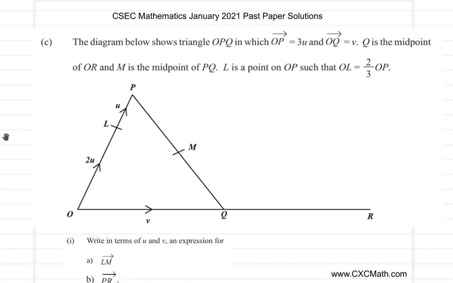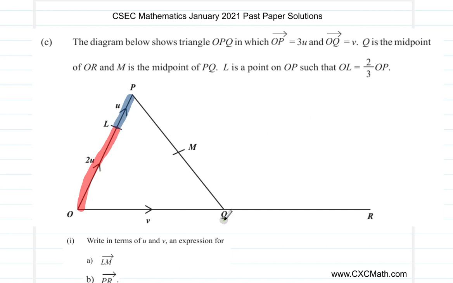So it shows OPQ in which OP is 3U. You can see it here because 2U goes from here to here, and then one more U goes from here to here. So all the way from O to P is 3U. So 2U is from O to L. U, which is 1U, is from L to P. So from O all the way to P is 2U plus 1U, giving you 3 U's. Alright?